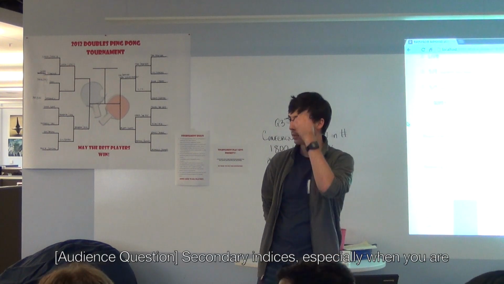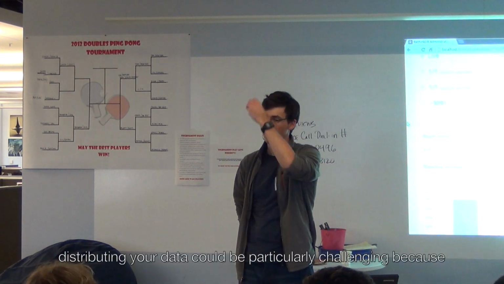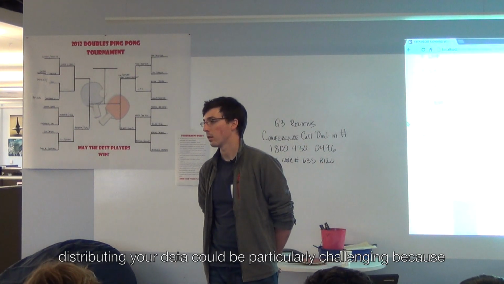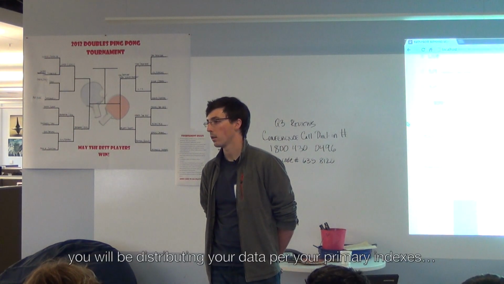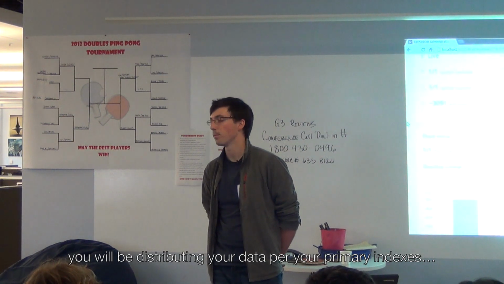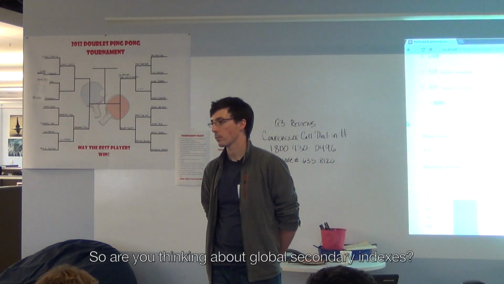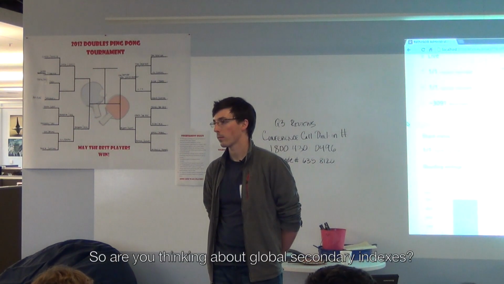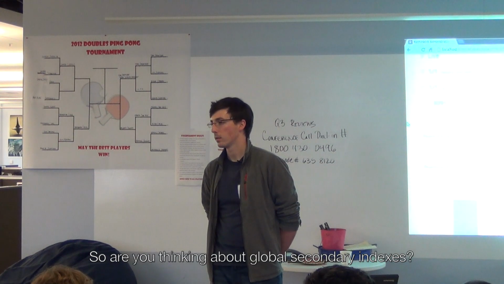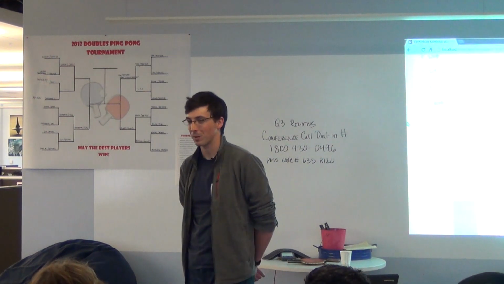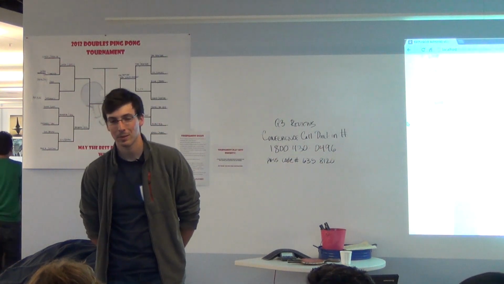Secondary indexes, especially if you're going to be distributing this, it's going to be a scatter-gather at that point because you would be distributing your data as per your primary indexes. And then are you thinking about global secondary indexes or just within that partition? He knows more about what our plans are than I do. How are we going to do this?